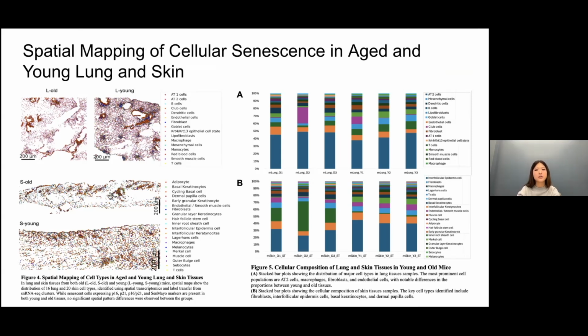And in panel B, it shows us the cell composition in skin tissues, which again, has no major shift in the distribution of cell types. This analysis provides insights into the presence of senescent cells in both young and old tissue, but without significant spatial pattern differences between the age groups. And this helps us understand how aging impacts different cell populations in lung and skin tissue, and also helps us set a foundation before our analysis.